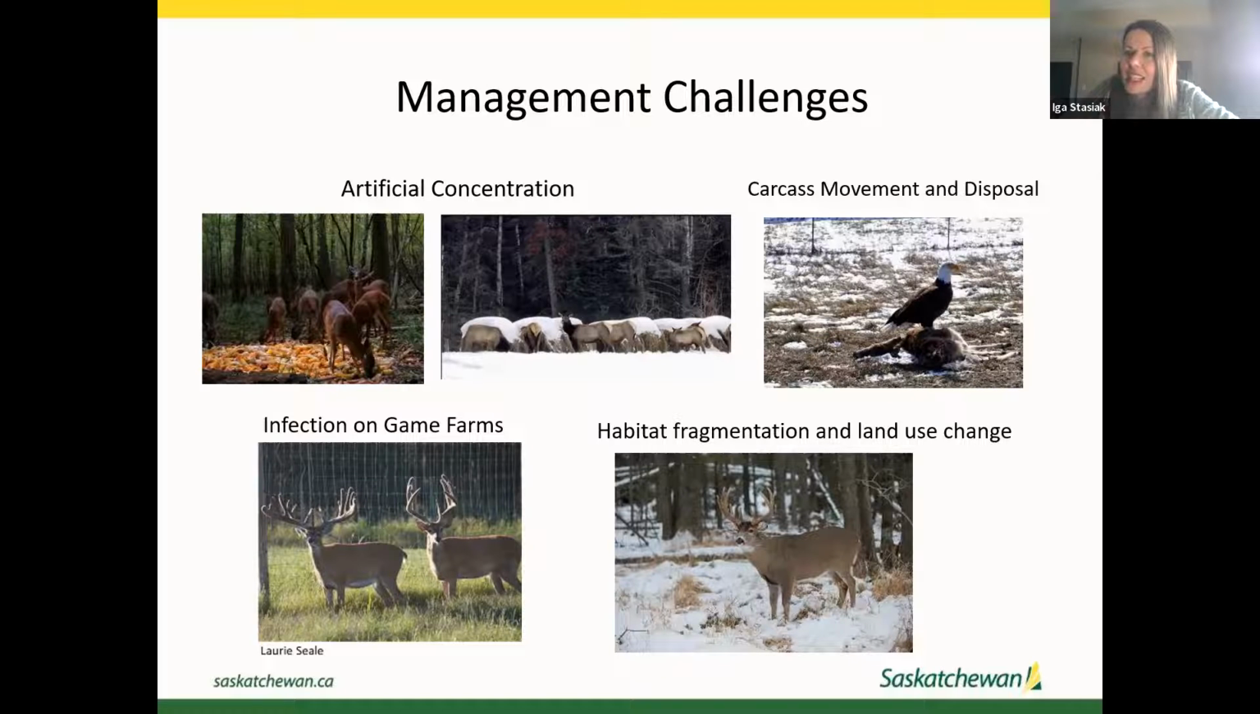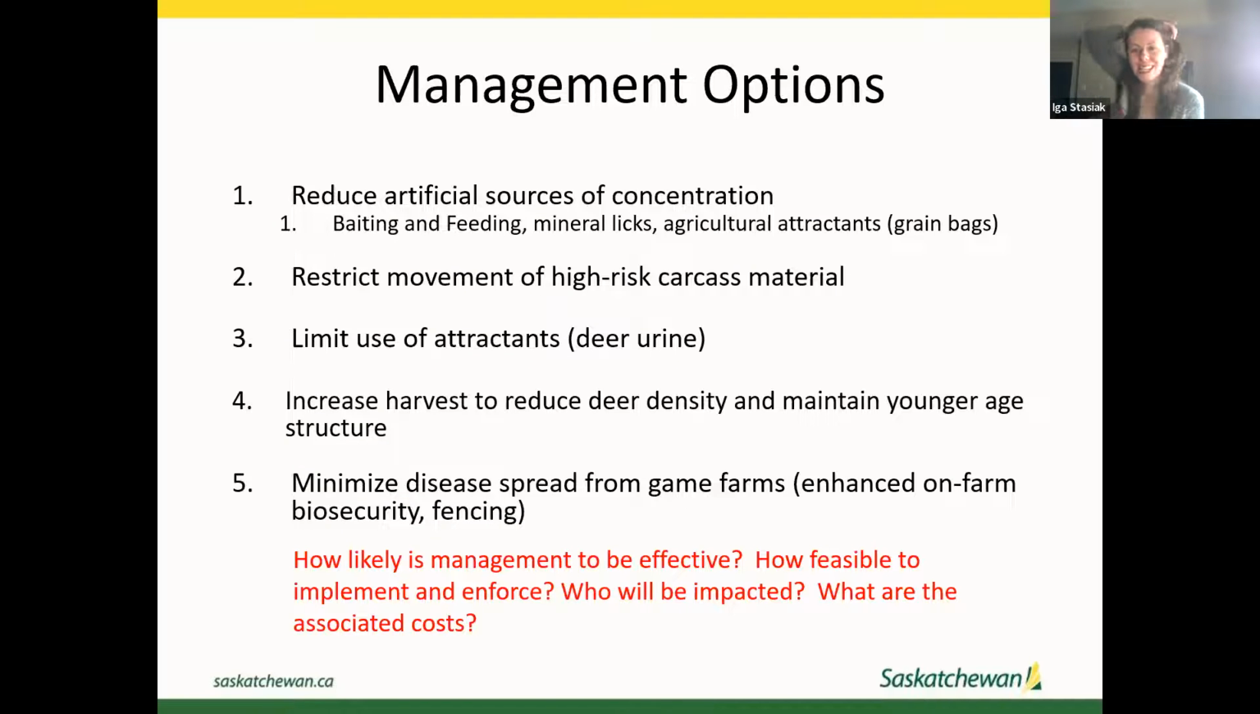So we are seeing potentially changes in distribution and density of deer in certain areas of the province where historically there may have been lower densities of deer in those areas. So things like forestry practices and other land use changes. So all of these are really complex issues that are happening on the landscape.